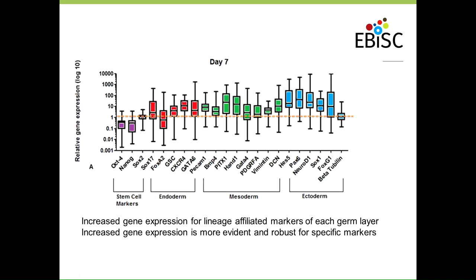When you put all the data together, you're again able to build one of these quite useful sets. And you can again see that there is increased gene expression for lineage-affiliated markers for each germ layer, but also we found that some genes were more robust, and this enabled us then, so I just highlighted the ones there that were more robust, basically means you can cut down the amount of markers that you use for the assay and still retain all the information that you want.